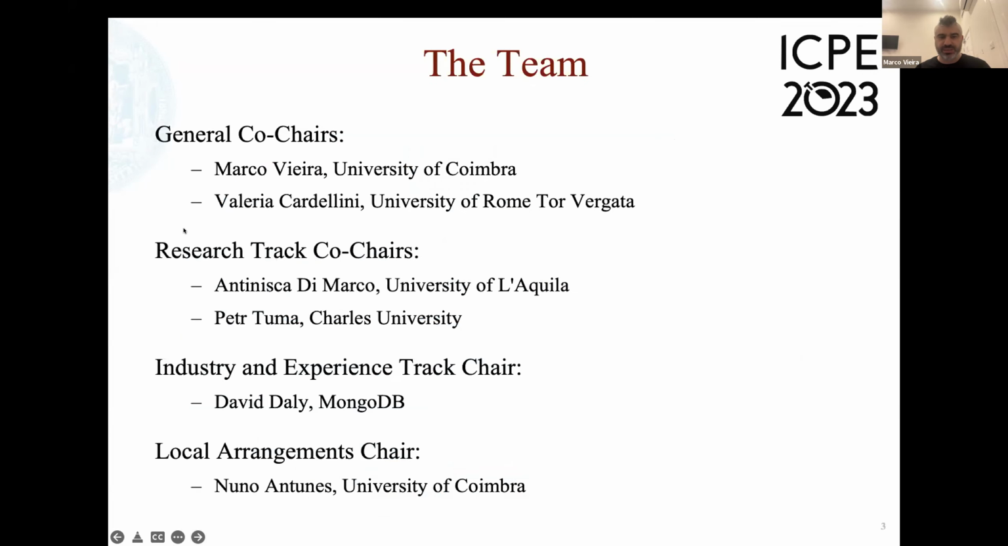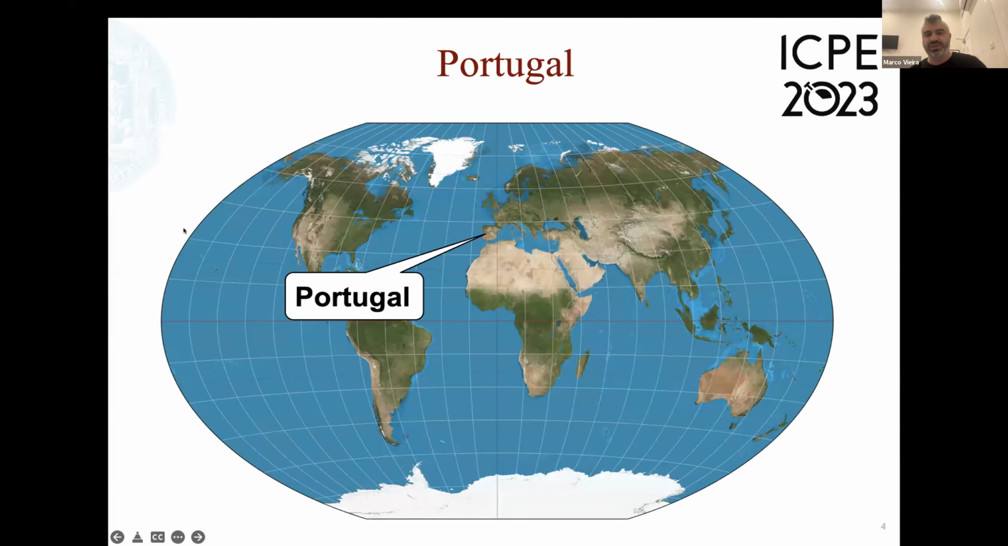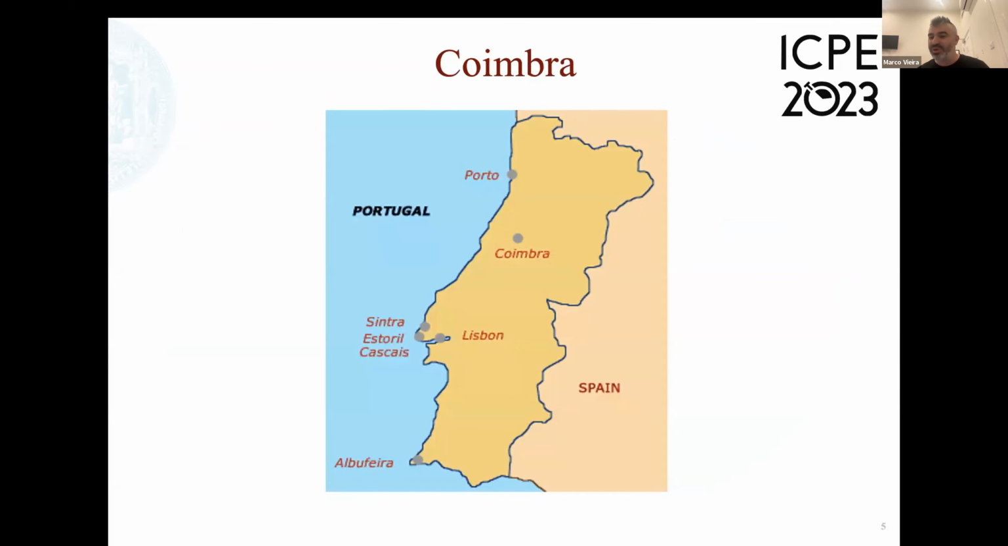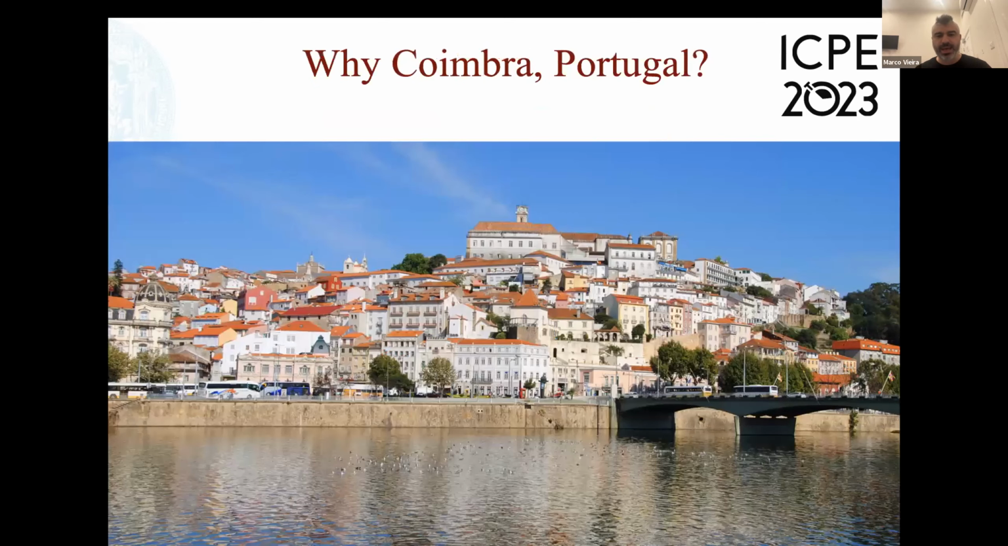Just a second. So where will this be? This will be in Portugal. For sure, most of you know where Portugal is, in the very western side of Europe. It will be in Coimbra. So Coimbra is this small place in the center of Portugal. It is about 200 kilometers to the north of Lisbon and 100 kilometers to the south of Porto, which are the main cities in Portugal.